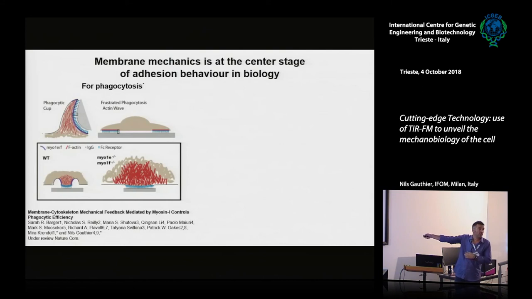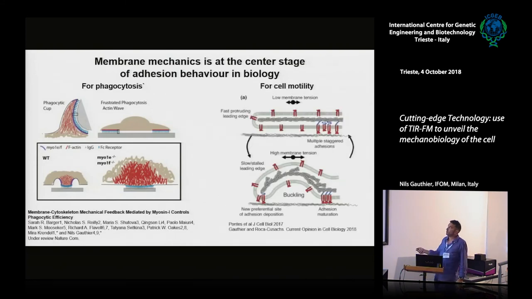If you kill myosin 1E, which interacts with the membrane and cytoskeleton and helps with this process by maintaining membrane mechanics, you get a huge patch and you glue and you're not able to detach, basically. In some way, it's similar to the first story that I showed you. It means that membrane mechanics is really at the center of adhesion behavior in biology, by the simple assumption that by modifying the position of the membrane, you modify the position of the adhesion molecules. And by this way, you can have many processes that are affected.